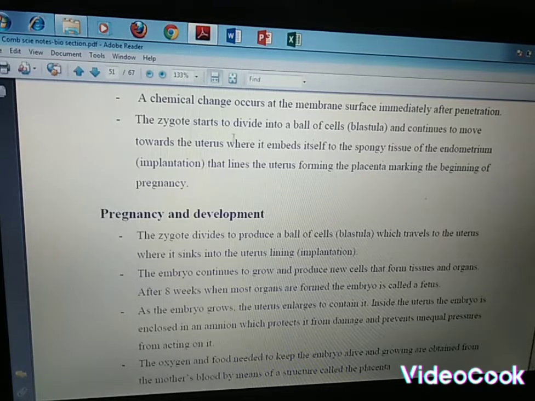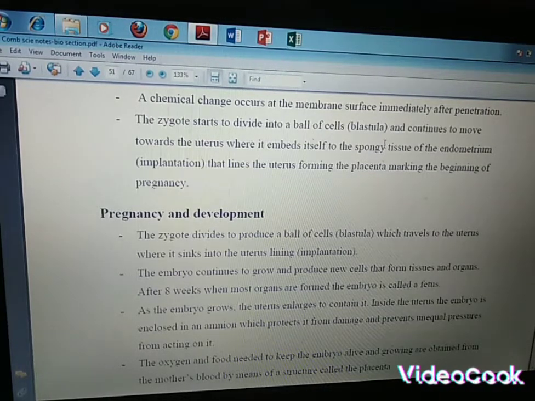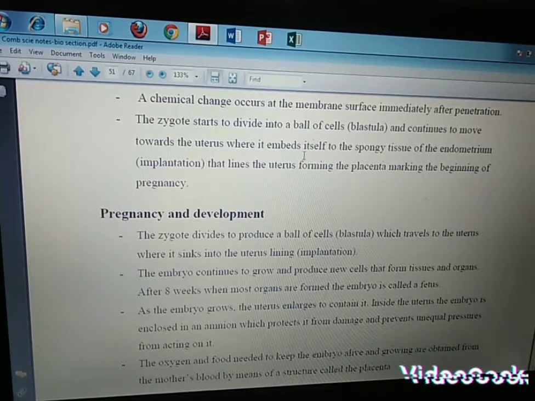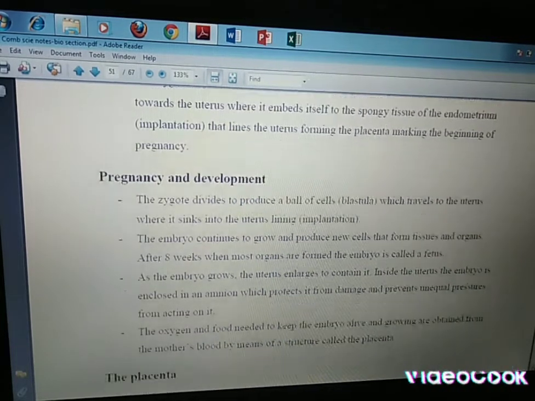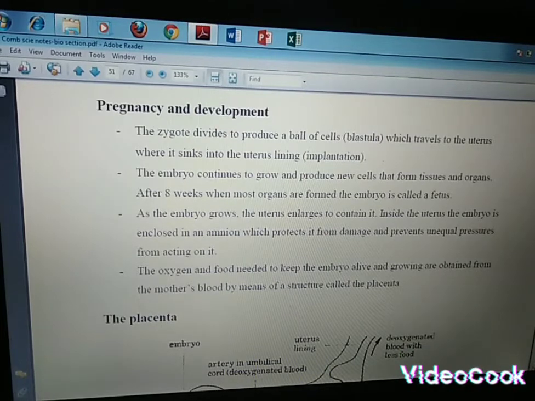The zygote starts to divide into a ball of cells that we call a blastula, and it continues to move towards the uterus, where it is going to embed itself in the spongy endometrium. This embedding we call implantation. It lines the uterus, forming the placenta, marking the beginning of pregnancy. Once implantation has taken place, now we are talking of the beginning of pregnancy.